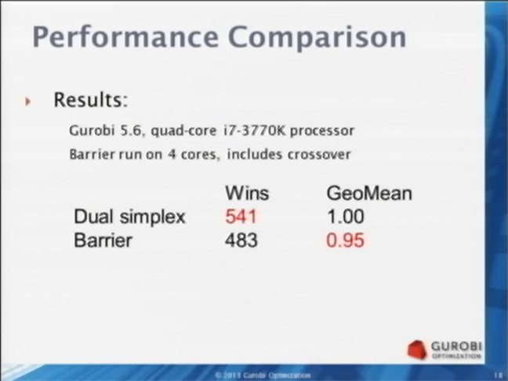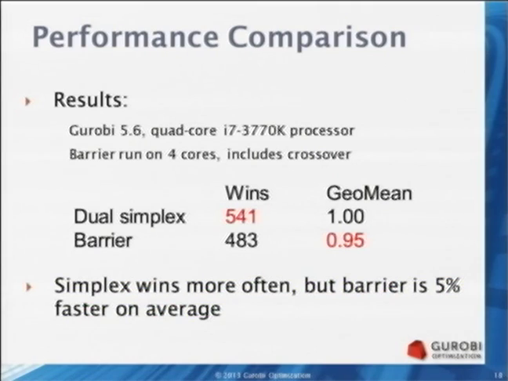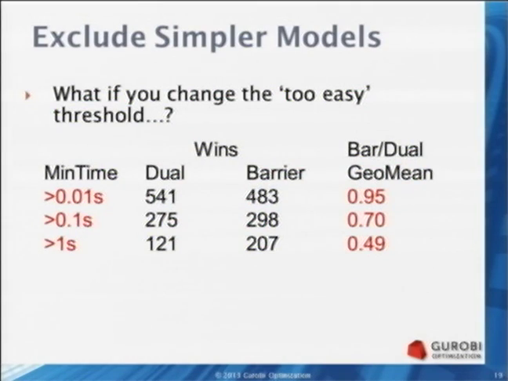And what you see is barrier is about 5% faster on average on this set. However, dual wins more often than barrier does. So a bit of this is actually a function of the notion of what is a model that's too easy. So barrier, there's a fair amount of startup cost associated with barrier. You basically do pre-ordering. Basically, you are paying a startup cost in barrier, which is not so big in Simplex.